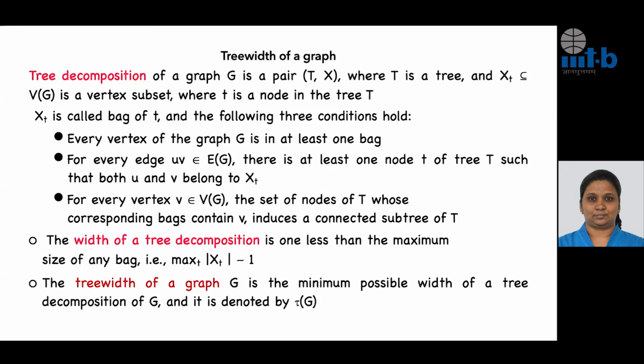And the width of the tree decomposition is the maximum size of any bag in the tree decomposition, and the tree width of the graph is the minimum possible width for any tree decomposition of the graph. So this is a definition. It might look a little artificial at first, but again, tree width is important because it's related to a lot of other parameters of the graph.